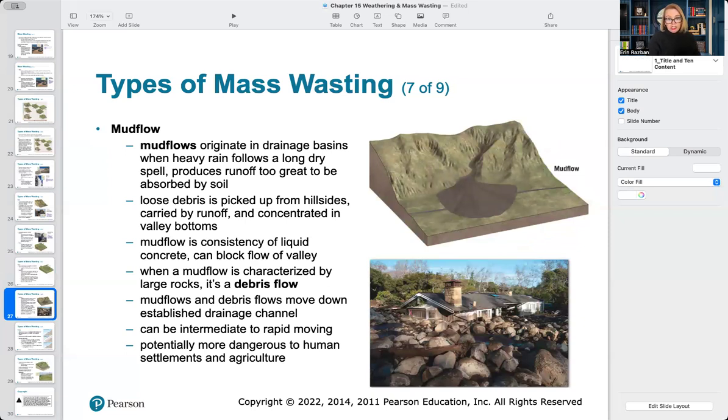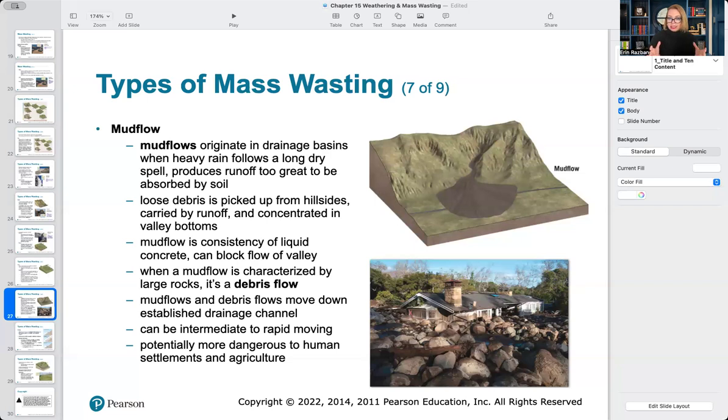In arid and semi-arid regions, we often see what we call mudflows, and this is downslope movement of thick mixtures of soil and water. These are very scary. So these typically occur when a heavy rain follows a long dry spell. So these oftentimes happen in desert regions where we have long periods of very dry weather, and then we have a flash flood, okay? A lot of rain all at once.